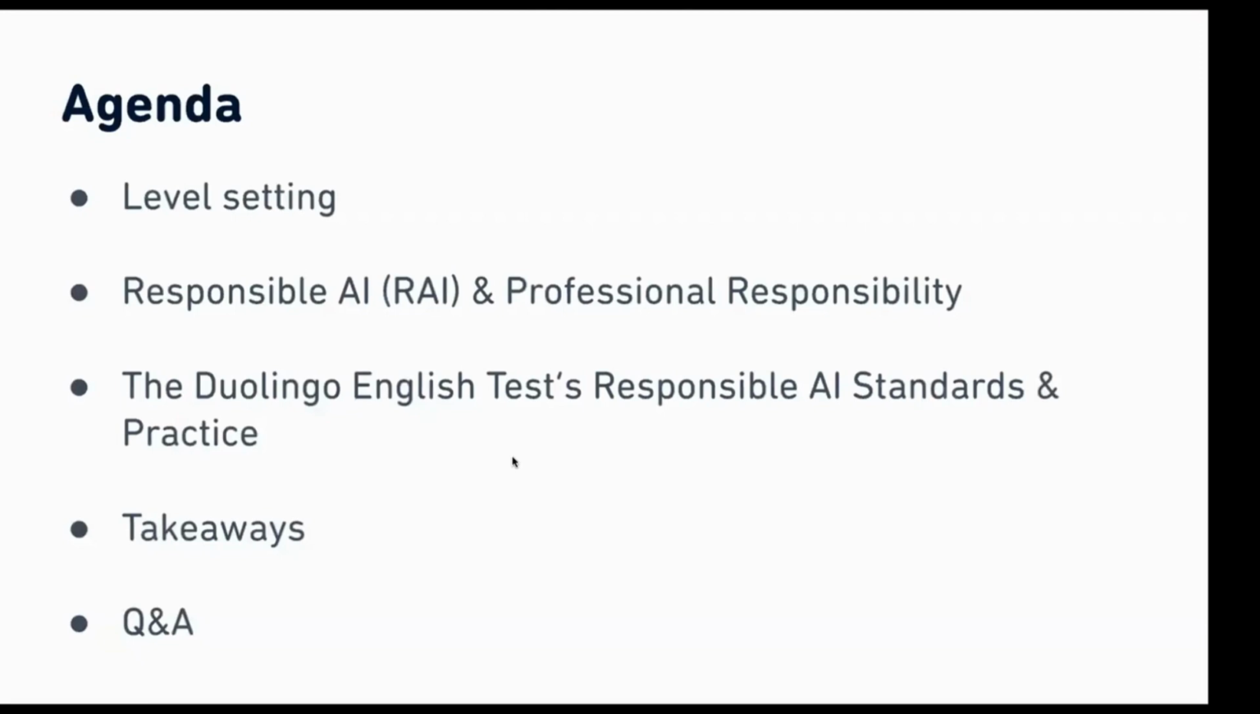So this is the agenda for the talk. I'll do a little bit of level setting. I want to talk about responsible AI and professional responsibility. I want to talk about our standards, and then a few takeaways. And I understand Q&A might be after my talk or sometime after, so we can be flexible about that.